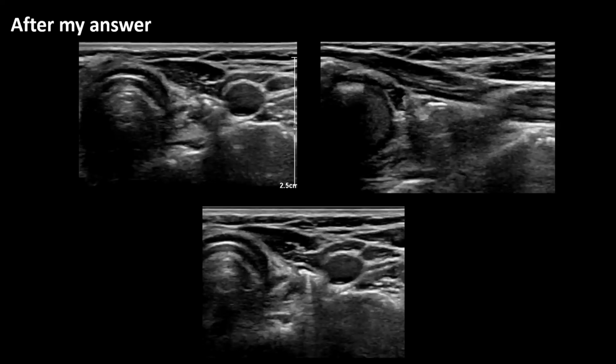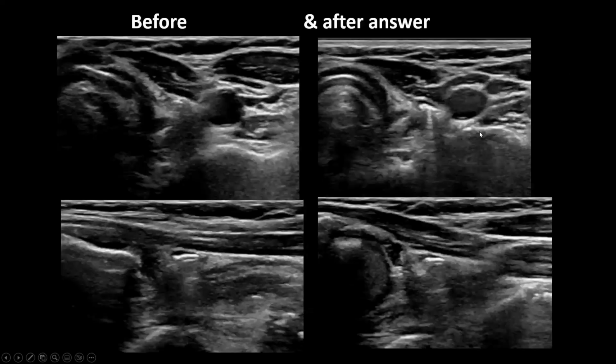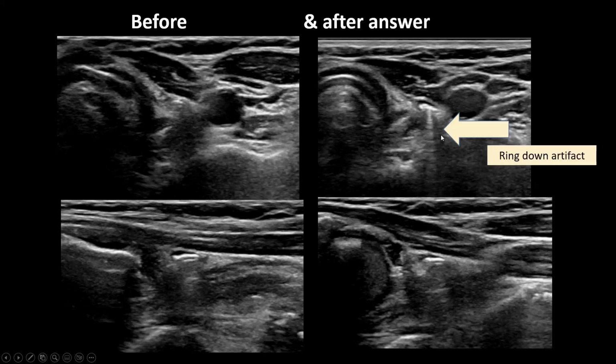Here are the images taken by the resident after becoming more confident in the diagnosis. What differences can be seen between the initial and follow-up ultrasound images? In the confident images, the area that initially appeared to be calcification is revealed as air due to the presence of a ring-down artifact, and the lesion is closely attached to the esophagus.